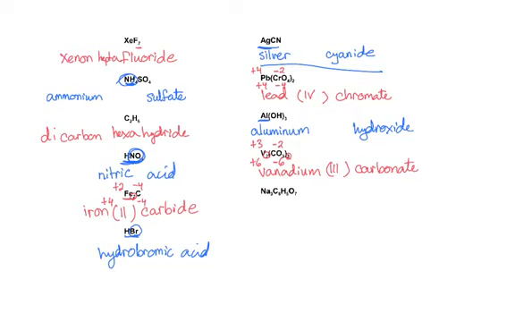Next one. Name of the first one is sodium. Name of the polyatomic ion there, this is citrate. It's ionic, but you do not need parentheses because this metal is in group 1, so it's just sodium citrate.